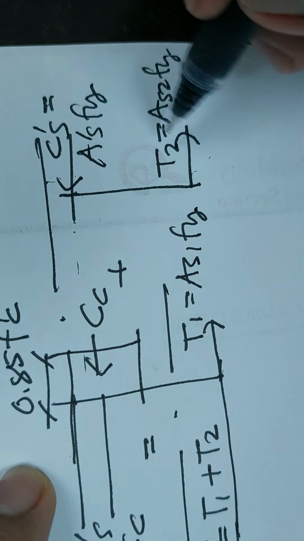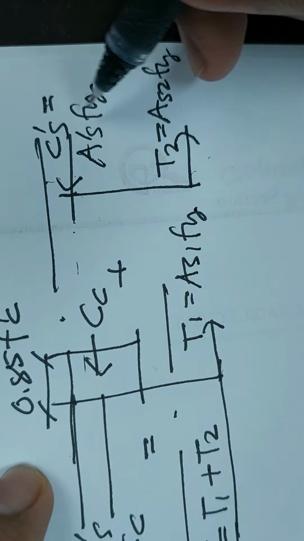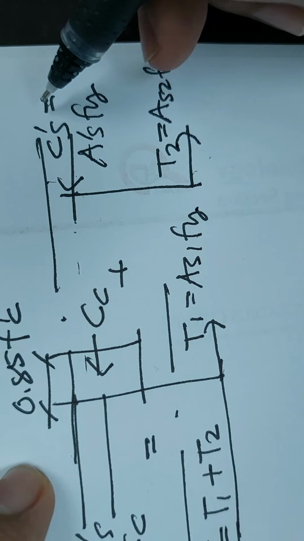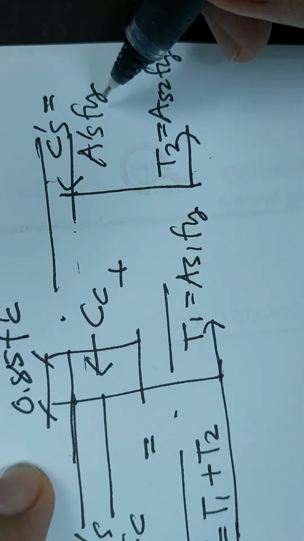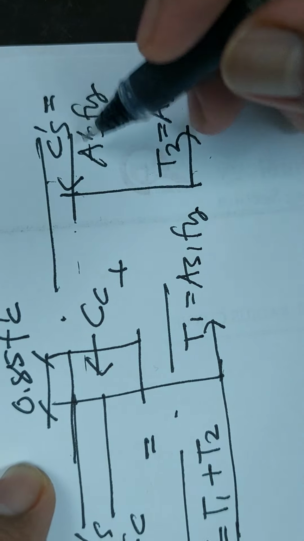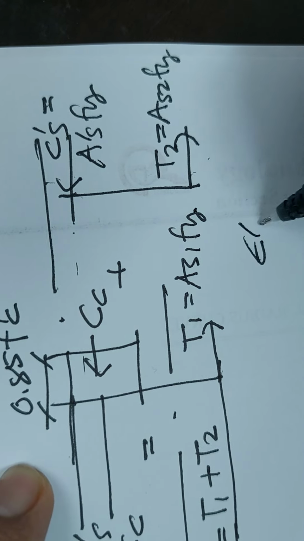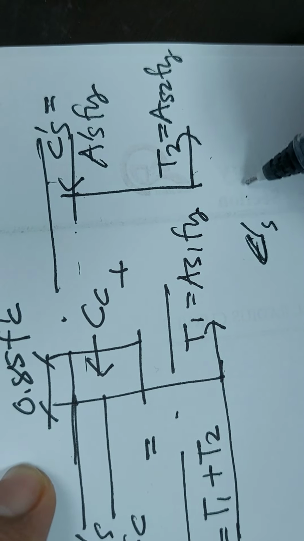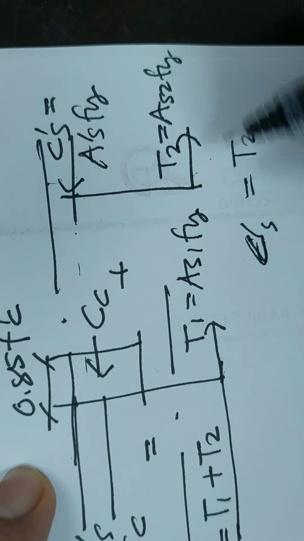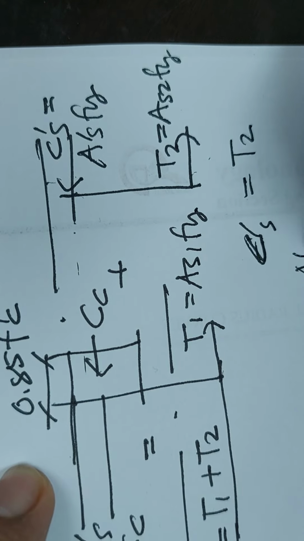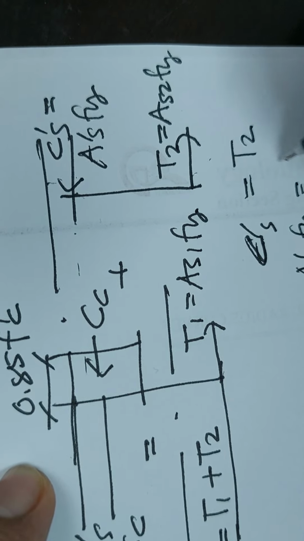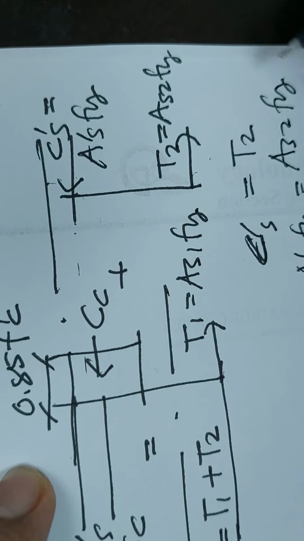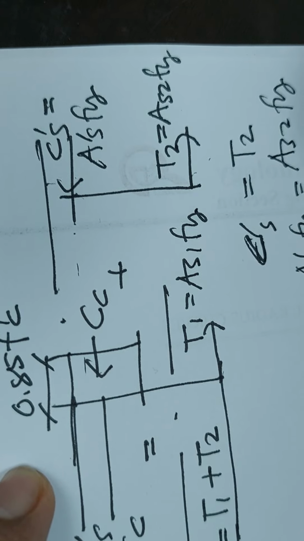Meaning that if both tensile and compressive steel reinforcement are yielding, it is obvious here that by summation of horizontal forces, C prime S is equal to T2. Therefore, A prime S Fy equals AS2 Fy. Therefore, A prime S is equal to AS2.